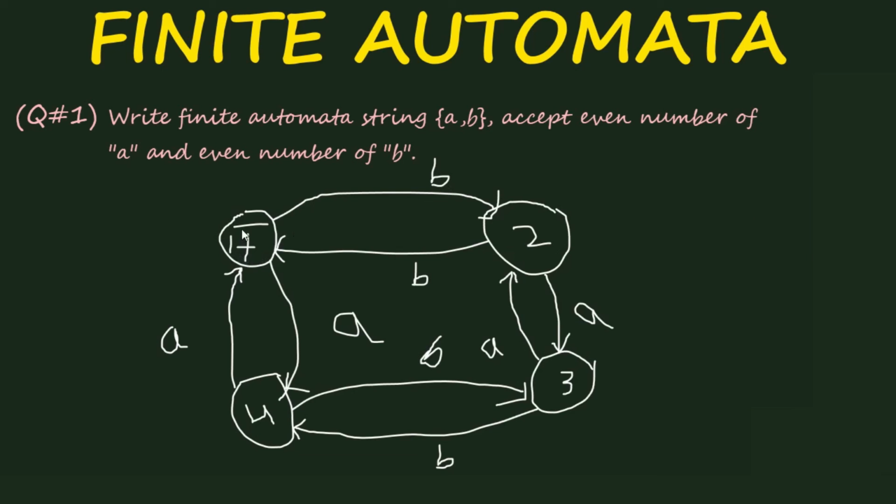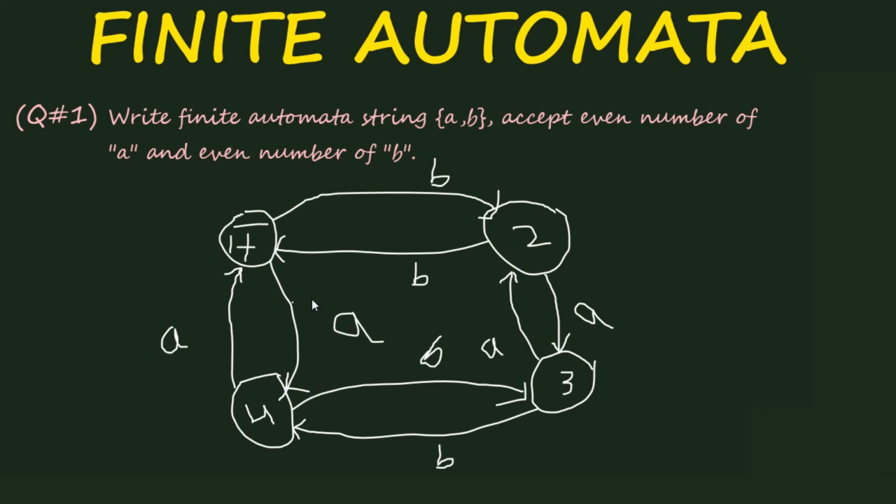If we pass A B A B A A B A and B, even number of A and even number of B is complete and we stay on the final state. This is correct. Trying to pass 4 times B, B B B B, this is also correct. 4 times A, A A A A, this is also correct.